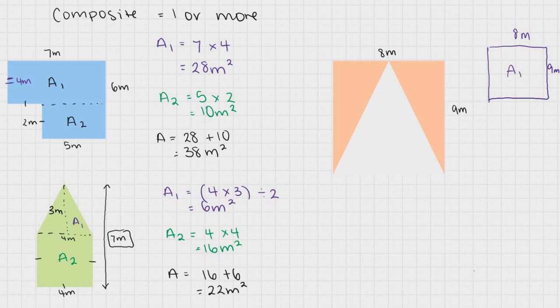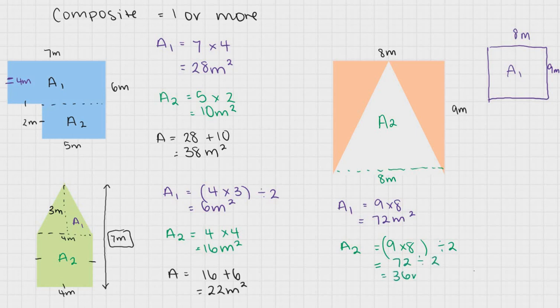I then have this triangle here, which is going to be my A2, which has a base of 8 meters and a height of 9 meters. So my area 1 here is going to be 9 times 8, which is 72 meters squared. And then my triangle is going to be, once again, 9 times 8, but we're going to divide that by 2 because it's a triangle. So I've got 72 divided by 2 gives me 36 meters squared.